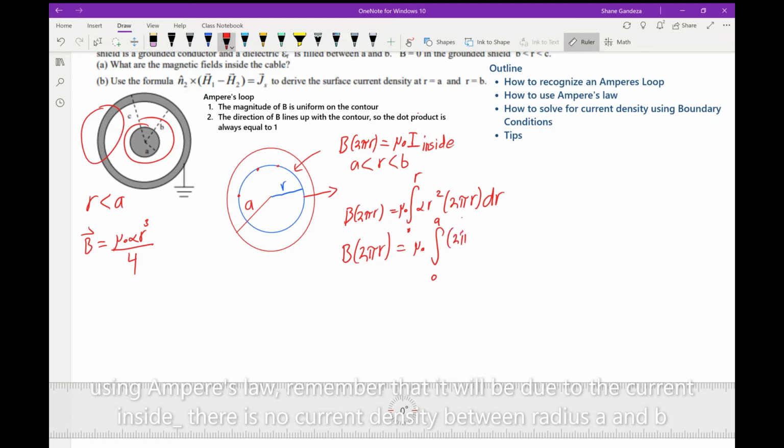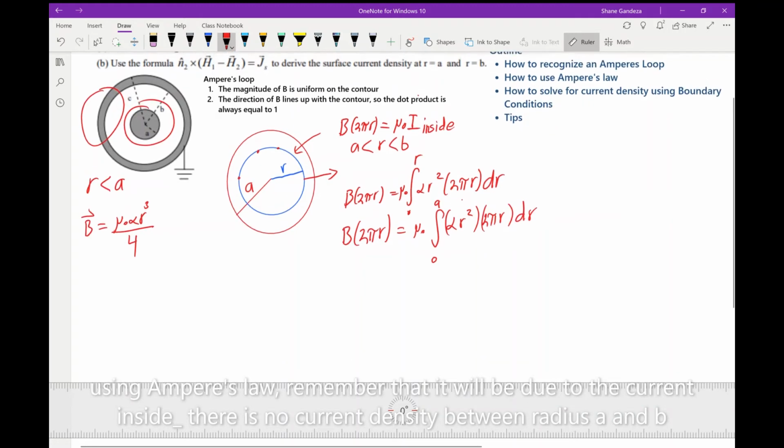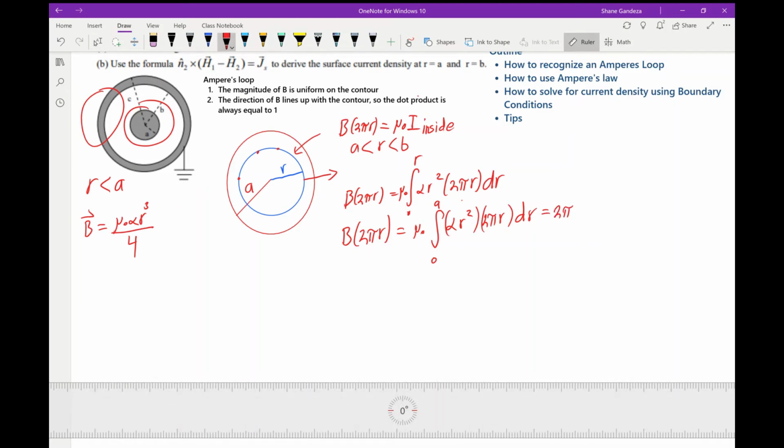Okay? Oh, and I forgot the current density. Don't forget the current density. We still have alpha r squared times that by 2 pi r and the dr. And so from here we can solve for this. So we get that this side is going to be equal to 2 pi, sorry about that, it's going to be equal to 2 pi mu naught alpha a to the fourth divided by 4. And if you divide by the 2 pi r, we'll get the magnetic field to be equal to mu naught alpha a to the fourth divided by 4r.